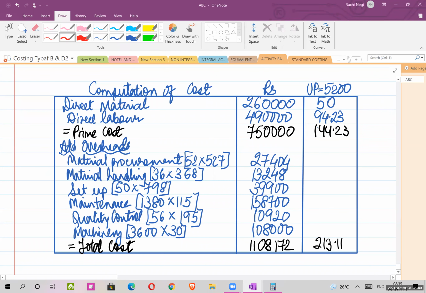Okay, so it is always advisable to quantify CPU as well as total cost. So you always try to calculate in terms of per unit also as well as total cost also. Am I clear? Is it clear till here? Okay, so this completes this question.